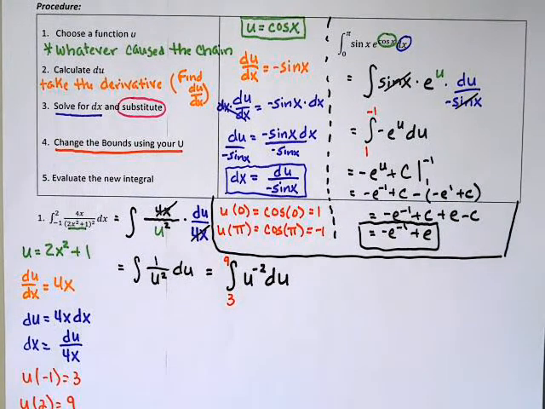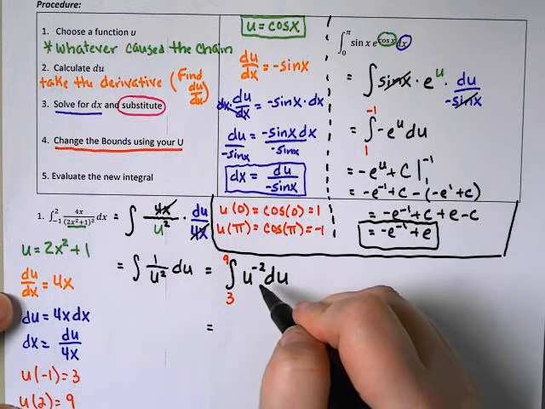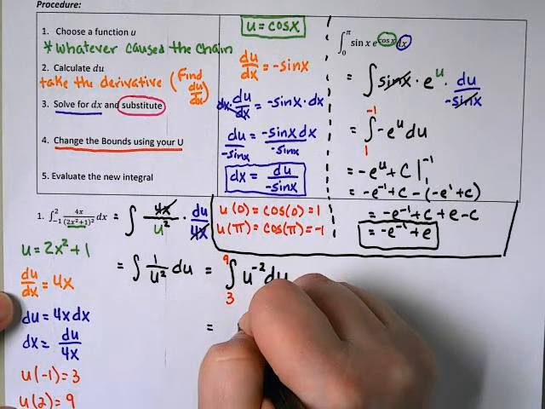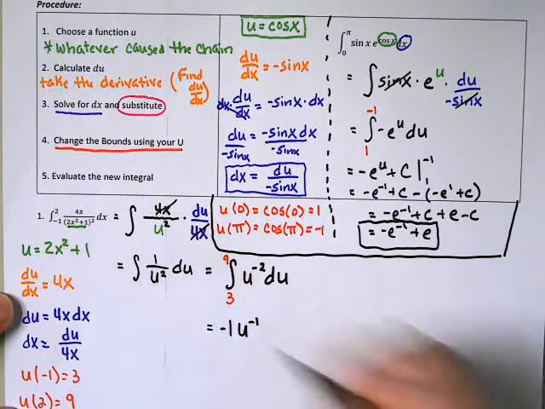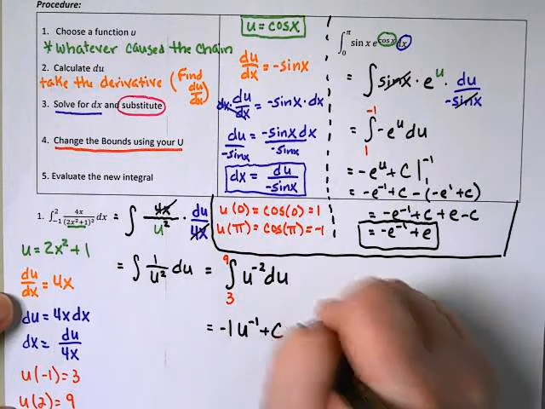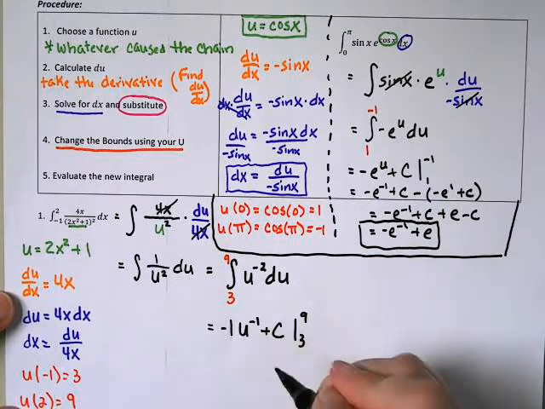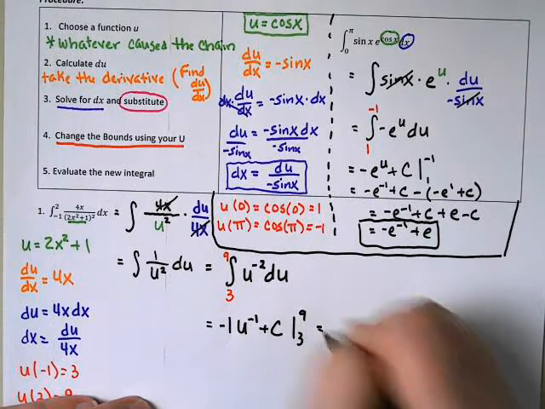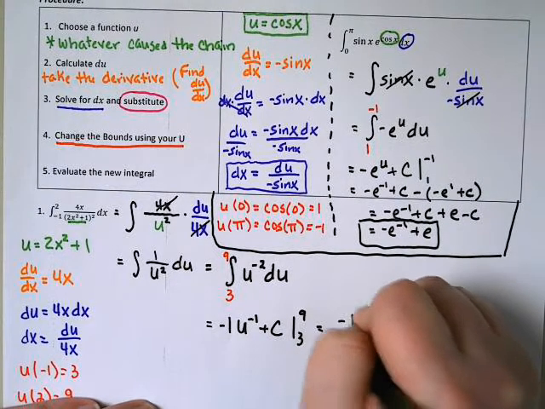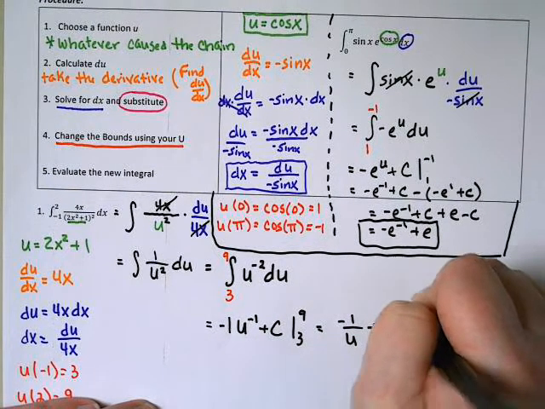And now everything from here is everything that we've been doing since we started taking antiderivatives. So the antiderivative here, I'm going to undo the power rule. So I'm going to add 1 to the exponent and divide by the new exponent, which means I need a negative 1 in front, plus c, and I'm going to evaluate this from 3 to 9. So instead of negative 1 u to the negative 1, I'm going to go ahead and actually rewrite that as negative 1 over u plus c and evaluate it from 9 to 3.